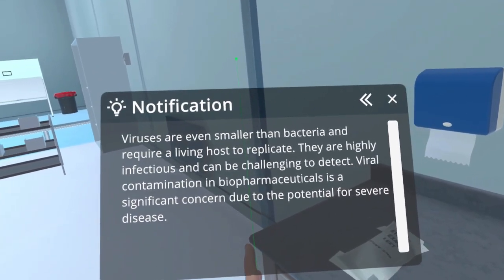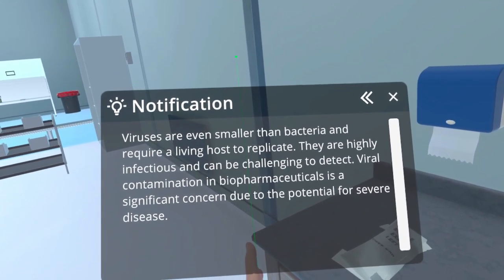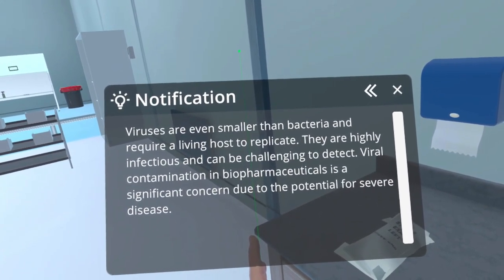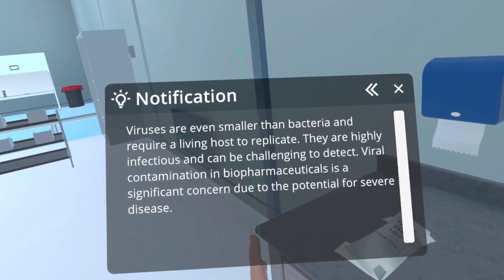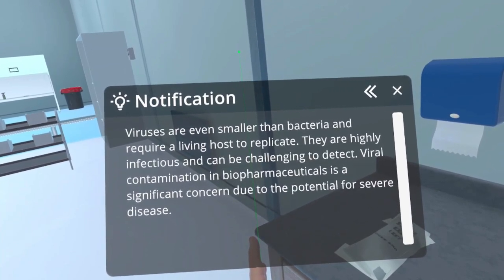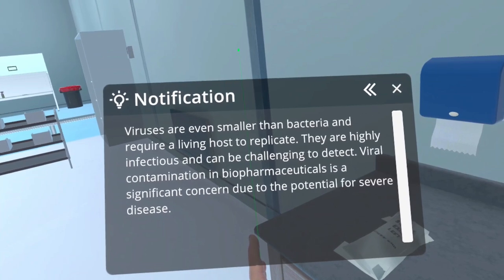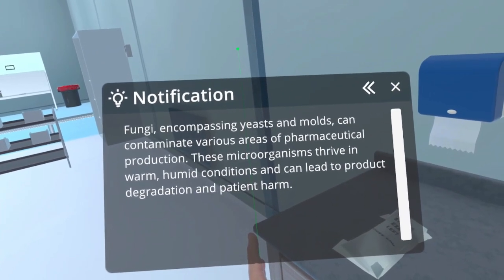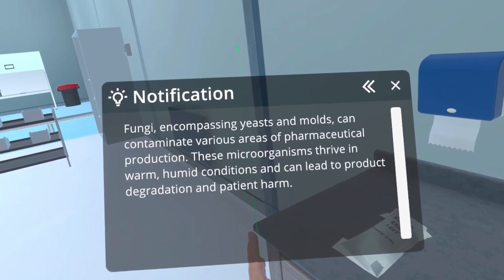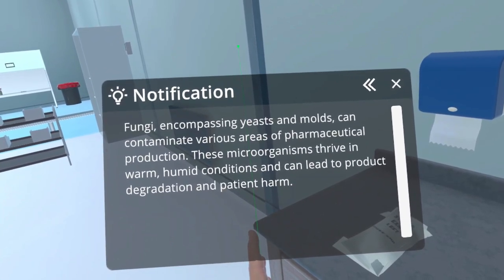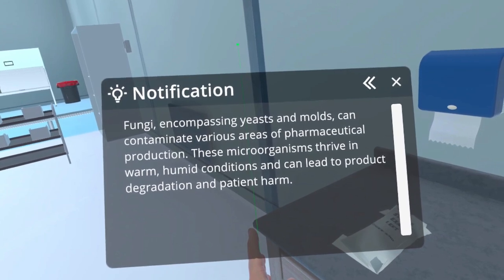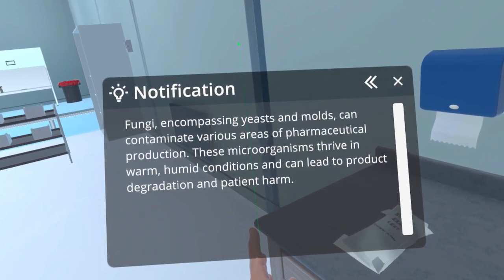Viruses are even smaller than bacteria and require a living host to replicate. They are highly infectious and can be challenging to detect. Viral contamination in biopharmaceuticals is a significant concern due to the potential for severe disease. Fungi, encompassing yeasts and molds, can contaminate various areas of pharmaceutical production. These microorganisms thrive in warm, humid conditions and can lead to product degradation and patient harm.